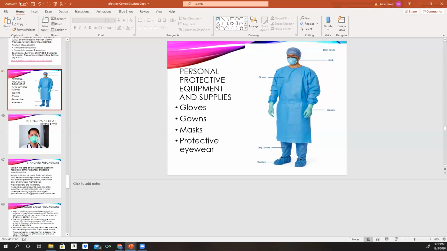Then we have gowns. Gowns are usually worn to prevent soiling of the healthcare worker's clothing by the patient's blood and body fluids. The protective barrier is donned immediately before entering the patient's room. Individual gown technique is recommended. Usually they show you how to put them on. Your hospital will give you a training on that. This involves wearing a gown only one time and then discarding it appropriately according to your policy.